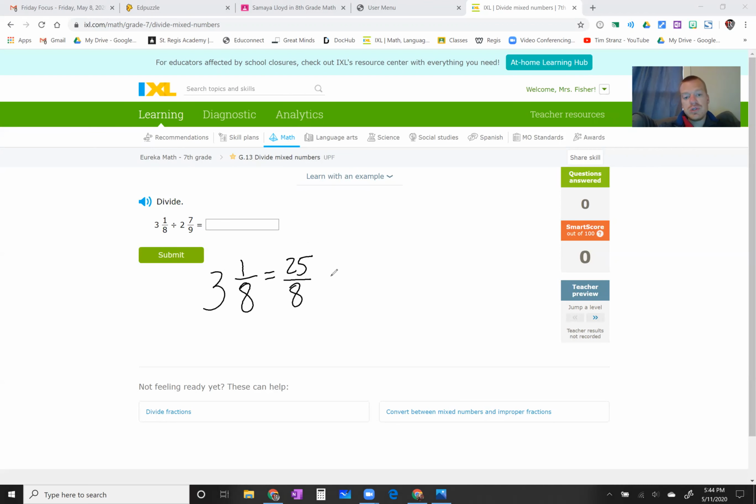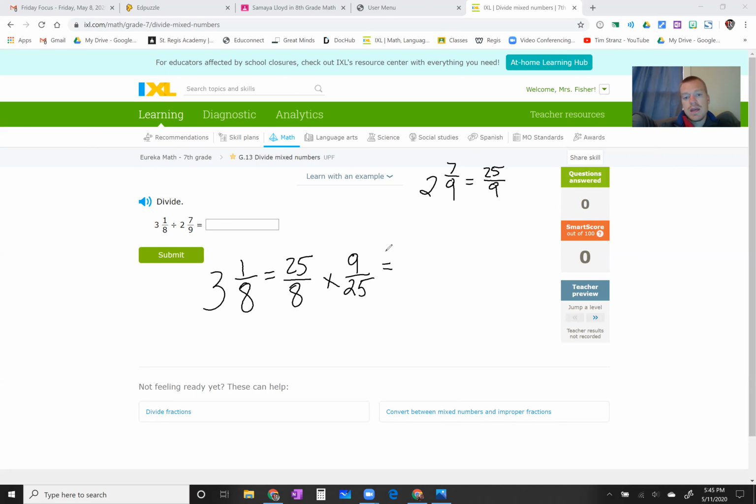You change division to multiplication. And then up here, I'm going to write 2 7/9. I'm going to change this into improper again. So 2 times 9 is 18. 18 and 7 is 25. So this becomes 25 over 9, but remember, you need to flip it. So it becomes actually 9 over 25.